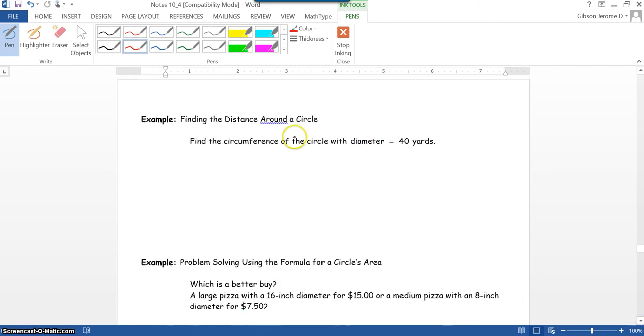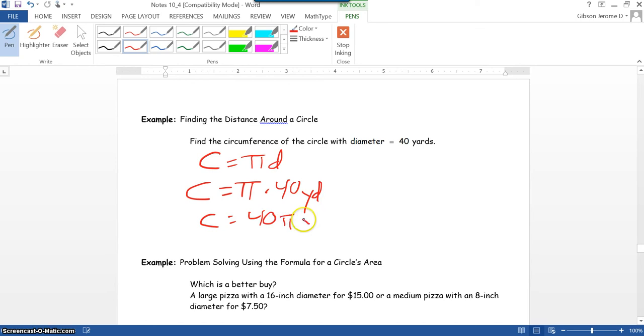So now it says finding the distance around the circle. Okay, the circumference is really the distance around the circle. So the circumference is a fancy way of saying the perimeter of a circle. Now it says here, find the circumference of the circle with diameter 40 yards. Now remember, one of the formulas is pi times diameter. Now, we're going to do an exact answer, so we're not going to change pi. So it'll be pi times 40 yards. So then our circumference would be 40 times pi yards.